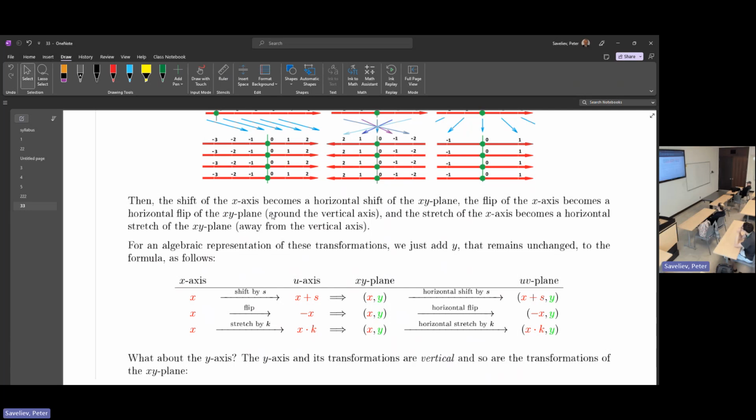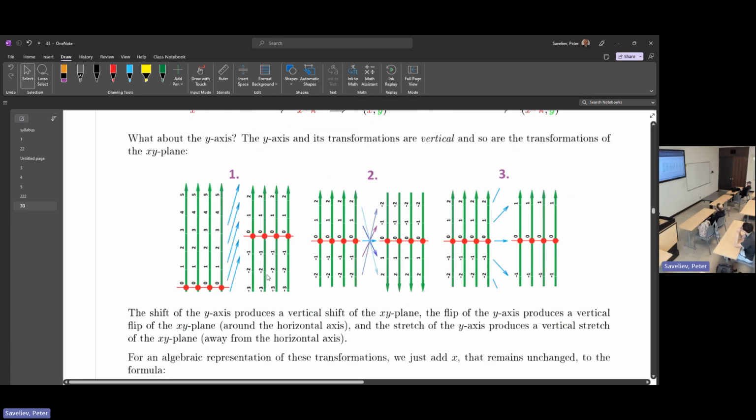Now we do the same three transformations, but this time vertical. So you can guess that the left part will be the same, but the y's will be changing. x will stay intact. Once again, the transformations are the same three. We are shifting in the vertical direction. Every line parallel to the y-axis is shifted, or every line parallel to the y-axis is flipped, or every line is stretched.